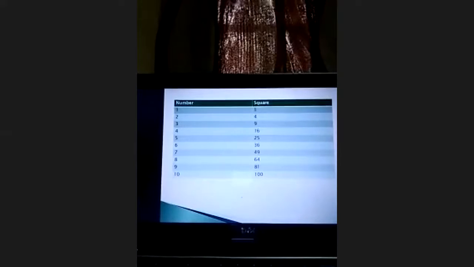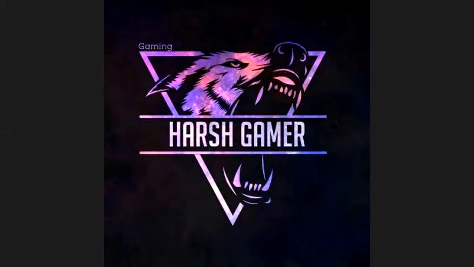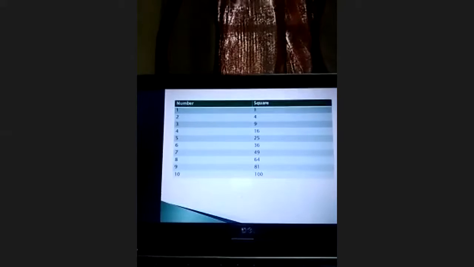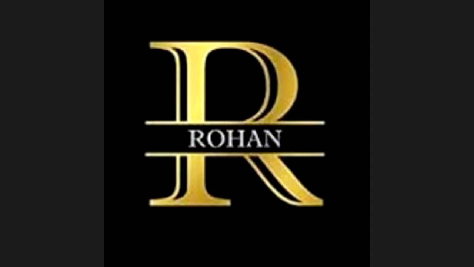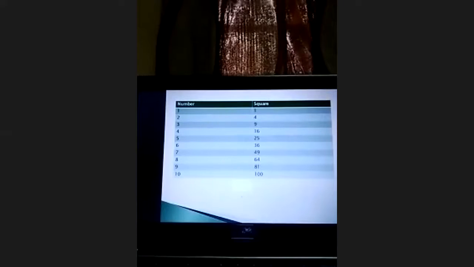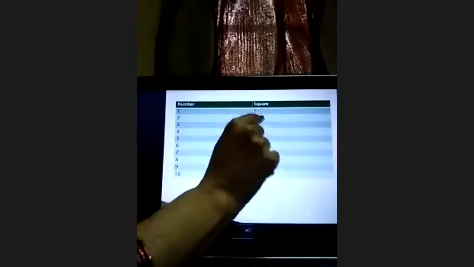Now just observe, is 1 an odd number or an even number? Odd number. Okay. Is 2 an odd number or an even number? Even. So the square of an odd number is an odd number. The square of an even number is an even number. Square of 3: 3 is an odd number, so is its square odd or even?